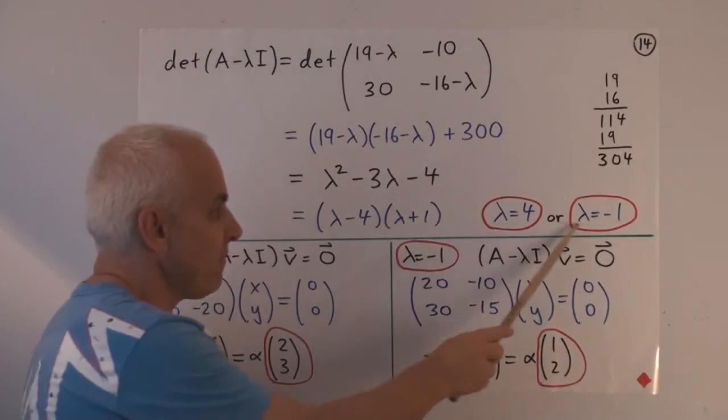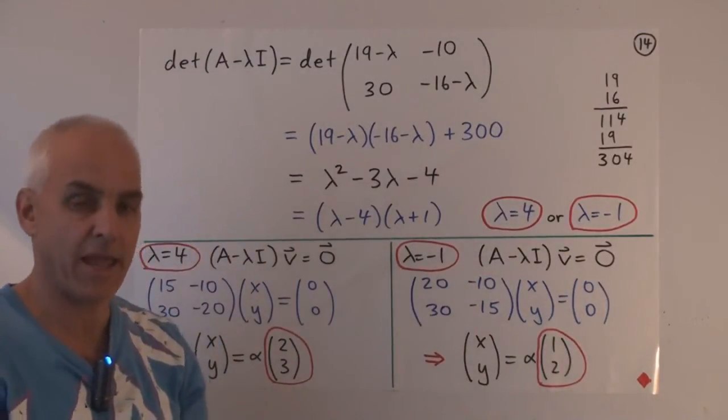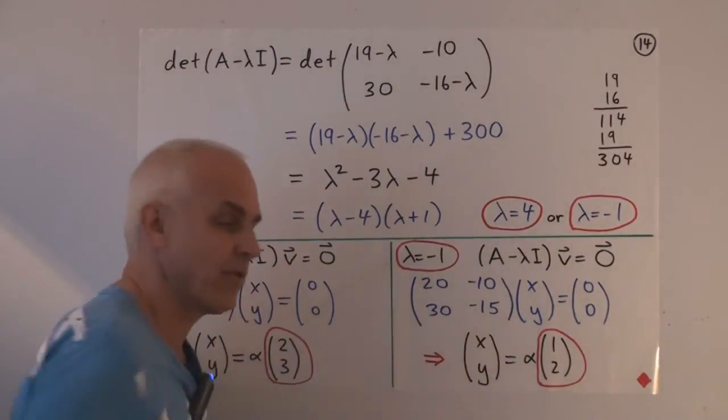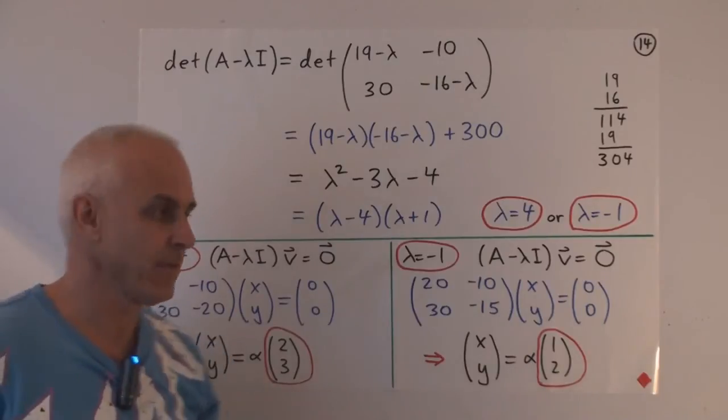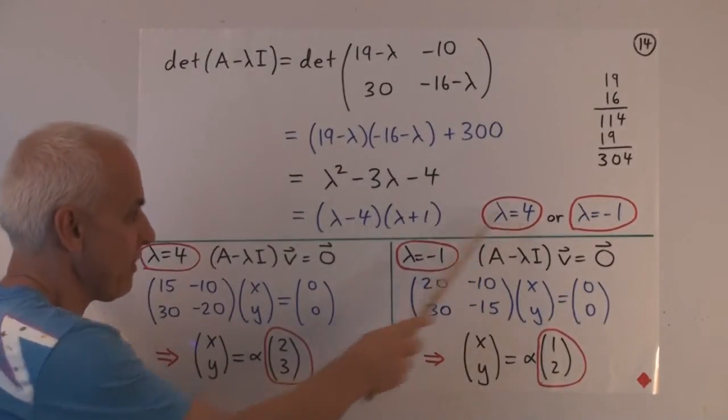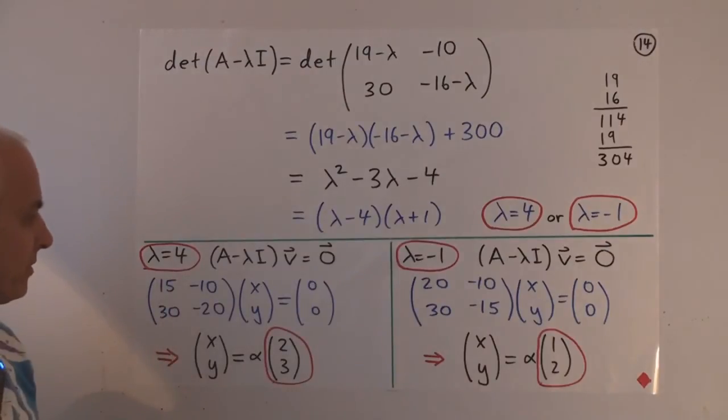These are the eigenvalues of the original matrix A. Now for each one of these, there's an associated eigenvector. And how do we find that? Well, let's do it individually. So that lambda equals 4, let's look over here.